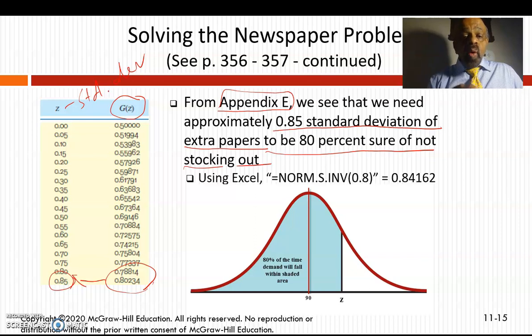Okay, so if you want to know how many standard deviations of extra papers we need to be sure of not stocking out, it is 0.85. And to get the same 0.85, you can use Excel. You have to use the function NORM.S.INV, and then you put the probability in, and that gives you the actual z score.